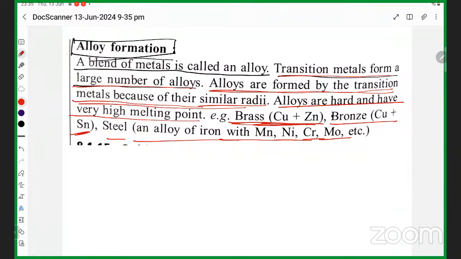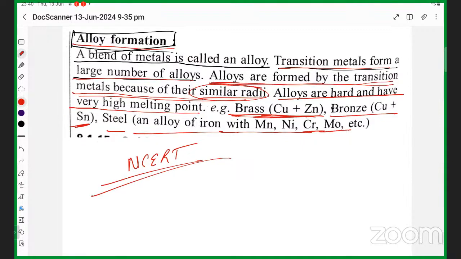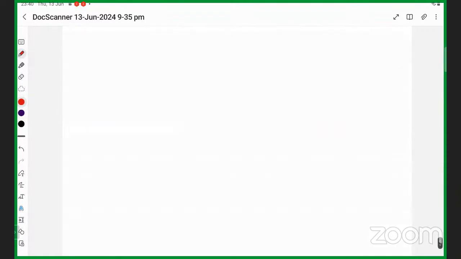You read the NCERT, no? NCERT has also given alloy formation properly. But for alloy formation, the radii must be similar. Otherwise they cannot form an alloy. If the radii difference is very large, they cannot form the alloy.